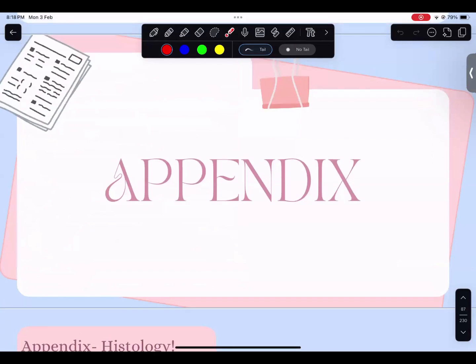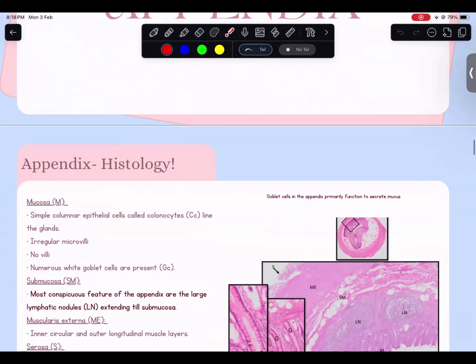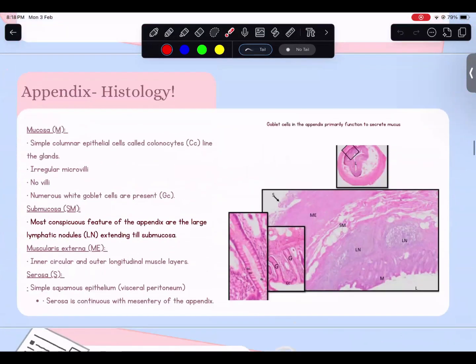Guys, the appendix is a really important slide, because I neglected it and it came in my exam, so don't neglect it. It's just one slide, but it's really important. Don't get confused between the appendix and the esophagus, first of all. So this is the appendix.